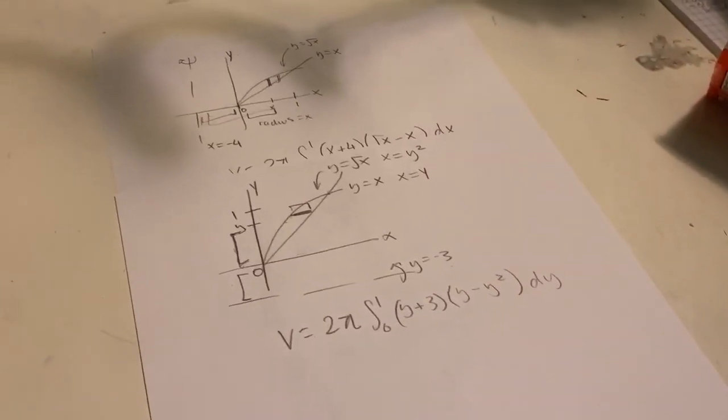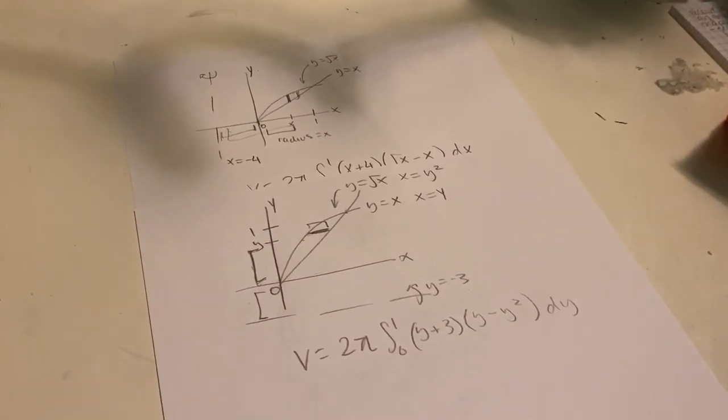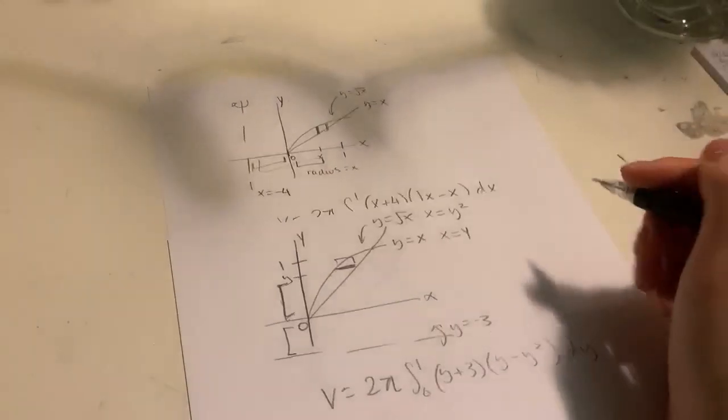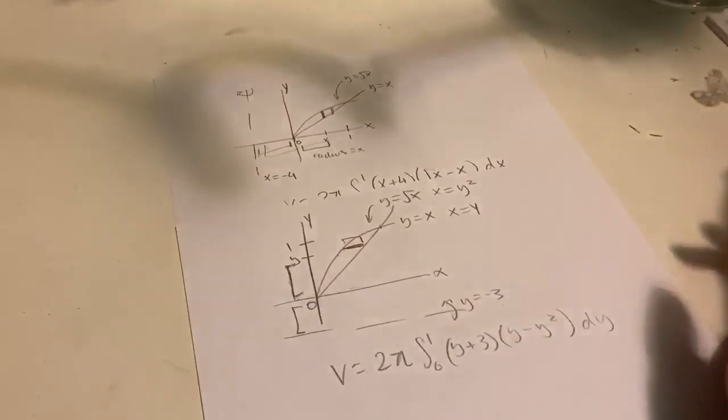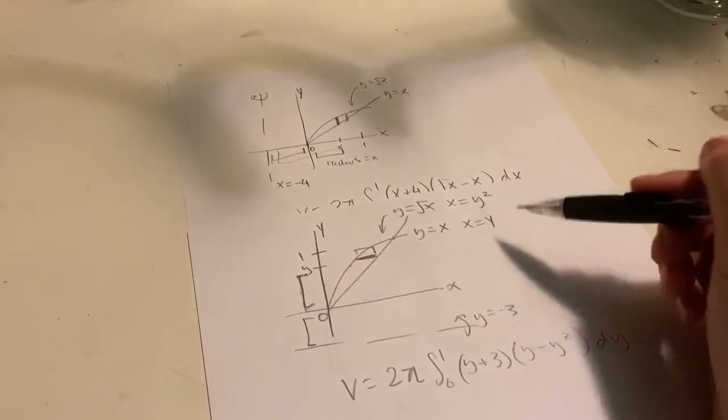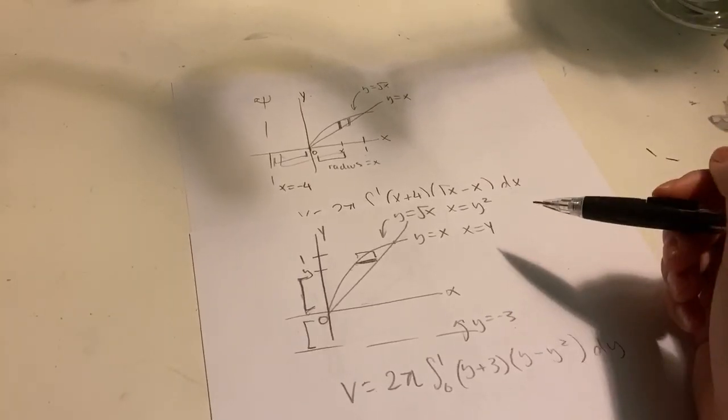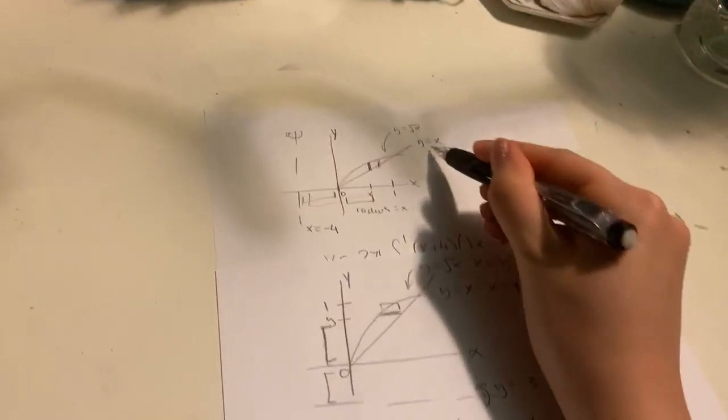So you can also solve this problem probably easier with disk or washer method, because you don't have to convert the equations. That's why it's nice to be able to switch between shell method and the other methods, depending on what equations you have.